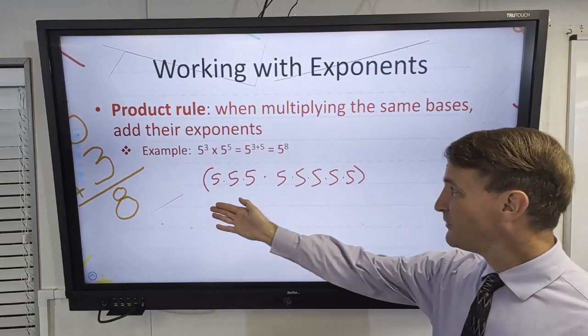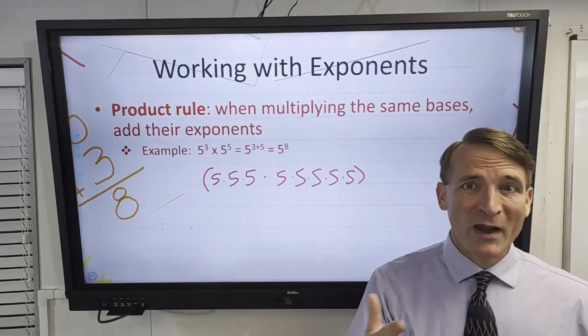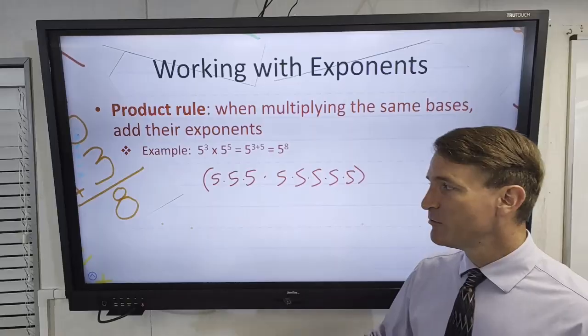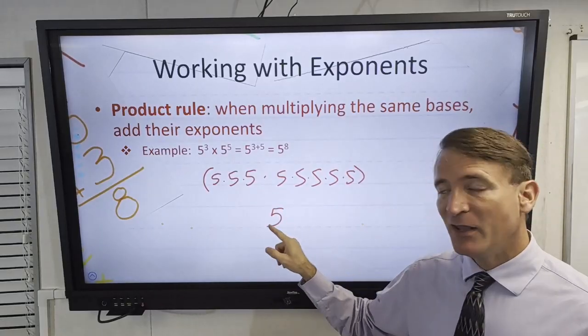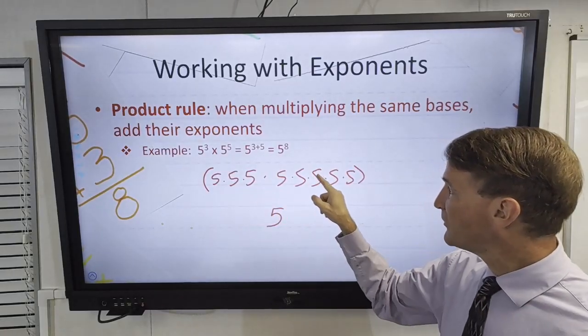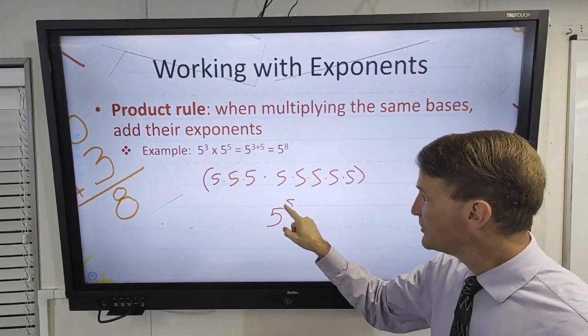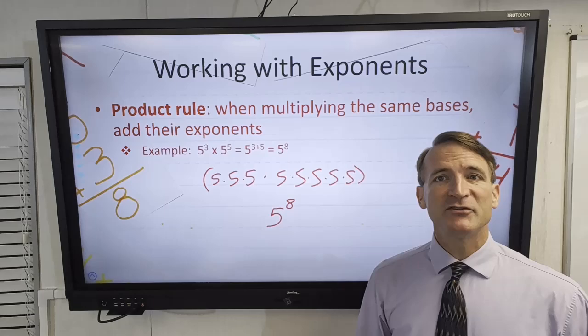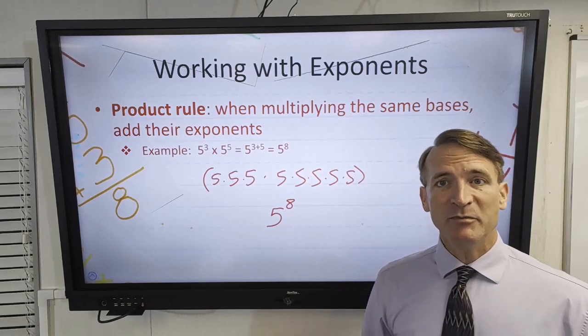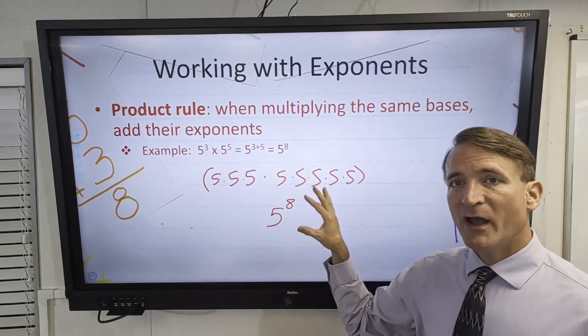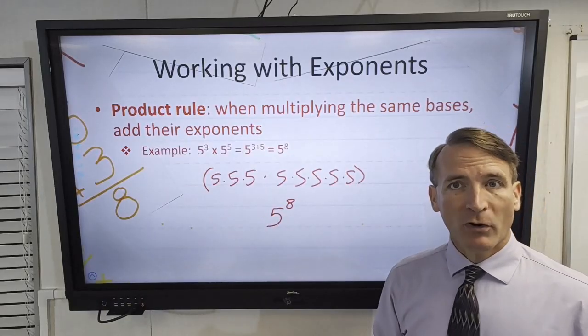And if I were to have just this as a list of numbers and say, write that as an exponent, what would you come up with? You'd count 5s, which are our base. 1, 2, 3, 4, 5, 6, 7, 8. You would tell me that that is equal to 5 to the 8th power. And you would indeed be correct. So this is why the product rule works.